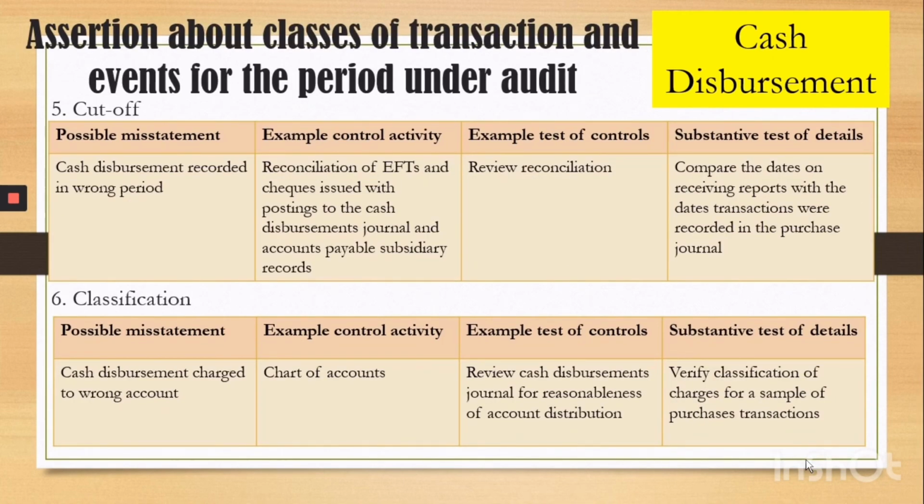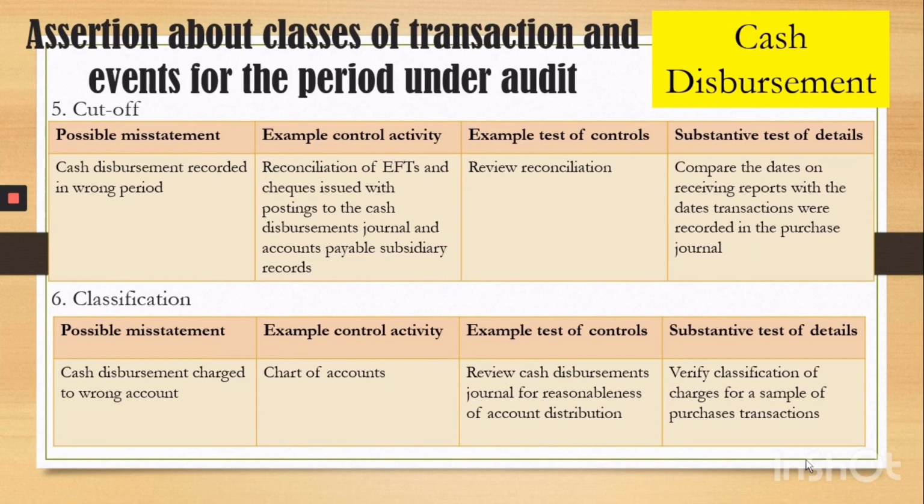After performing the test of control, the auditor needs to assess whether the control risk is still high or low. If the auditor finds out that the control risk is still high, the auditor needs to reduce detection risk by performing more substantive tests of detail, which is by comparing the dates on the receiving reports with the date transactions were recorded in the purchase journal.